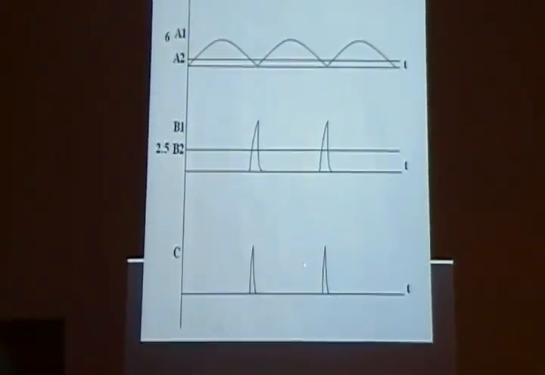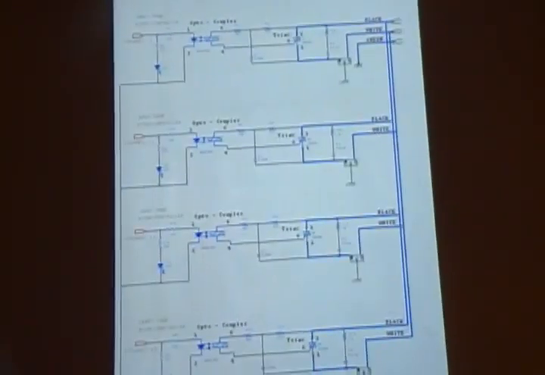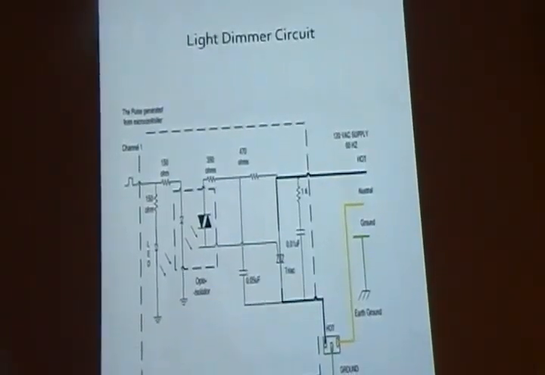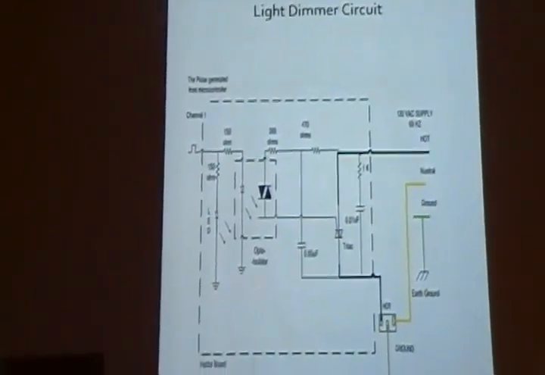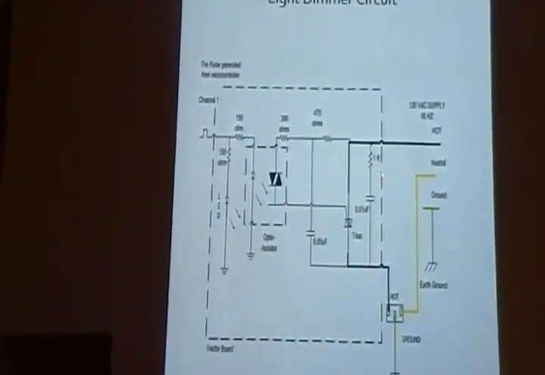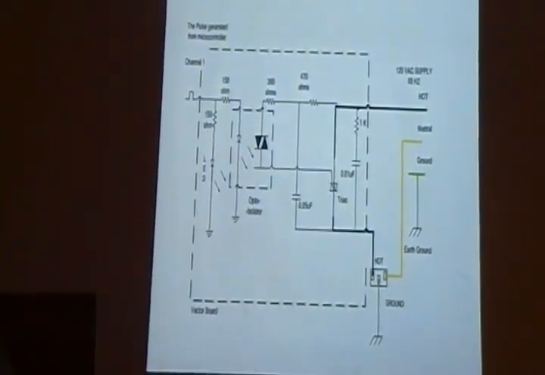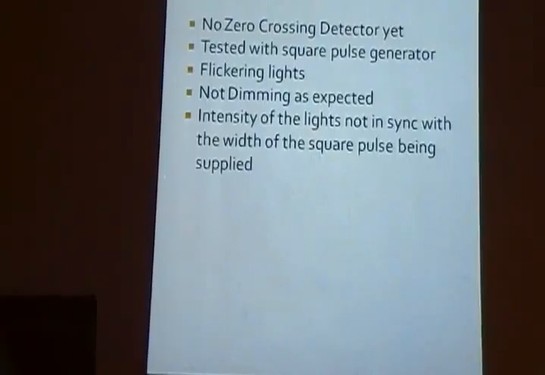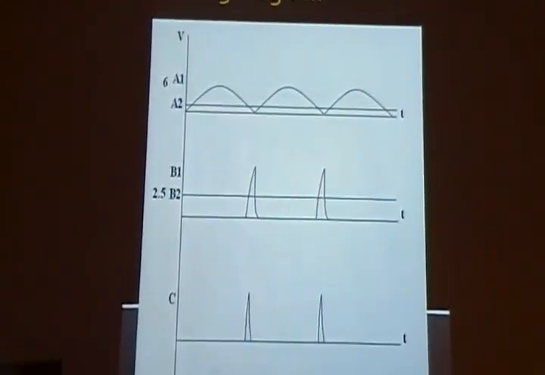It cannot go beyond the next zero crossing, because if the pulse exceeds the next zero crossing, the triac here will automatically shut it off once it detects the next zero crossing. So no matter if you have a longer pulse, the lights will still flicker. So the key lies in the timing and the width of the pulse that's being generated.